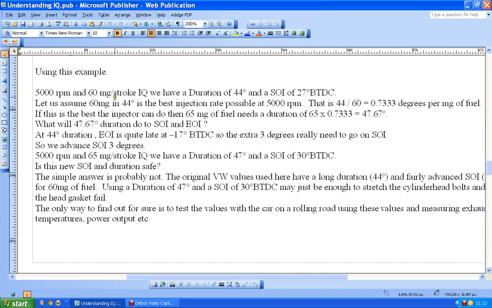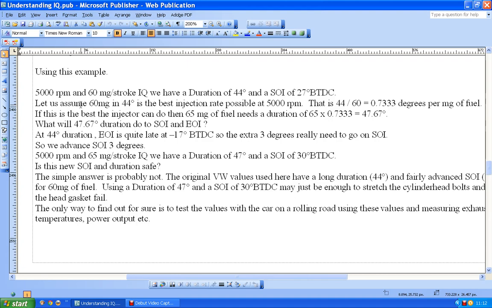Right, now let's make an assumption that we are flat out at that point. So in other words, let's assume the designers looked at this and said, right, foot to the floorboards, maximum 60 milligrams, 44 degrees is the amount of time it's going to take, 5,000 revs is the engine revs that you're going to get at that point, this is the best you're going to do. So in other words, you can't have any more fuel.